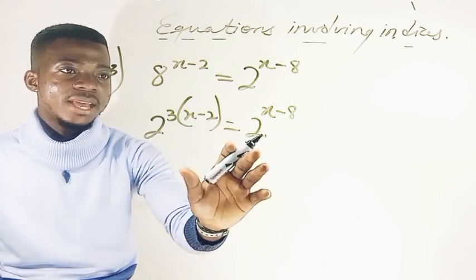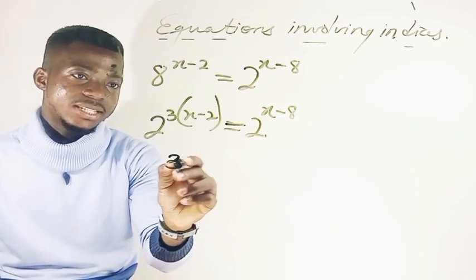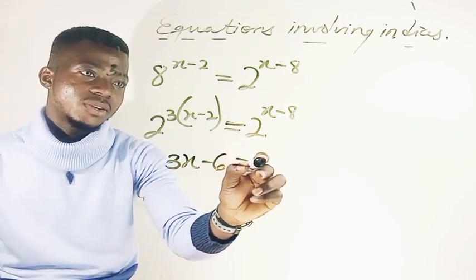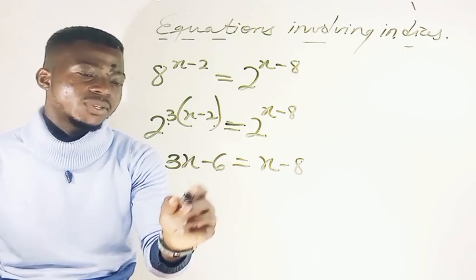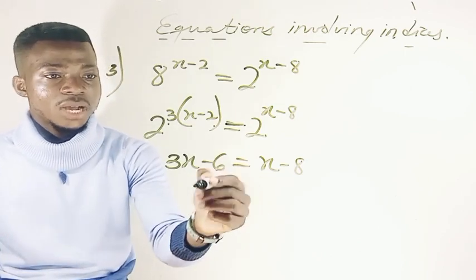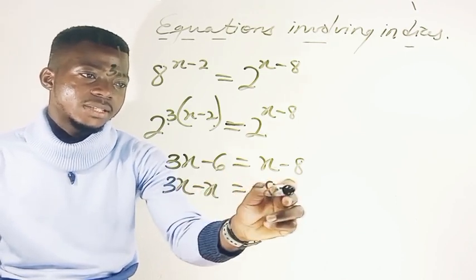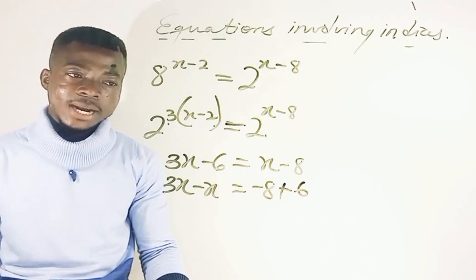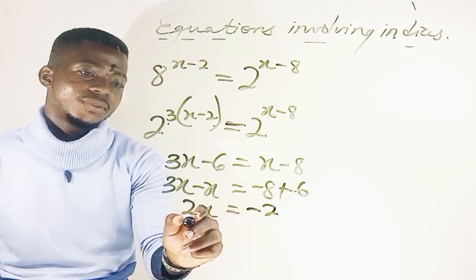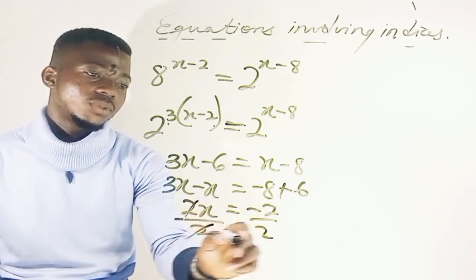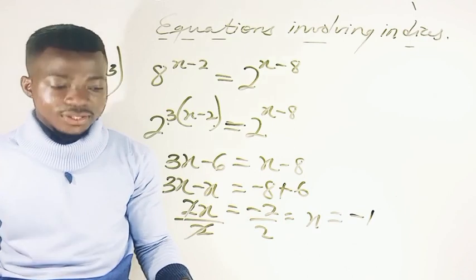Now, because they have the same base, we just have to equate the exponent. So we pick this one equals that. That is 3x minus 6 equals. I hope you know why it's that, because this one multiplies that. Now we can group like terms. This one comes here. So 3x minus x equals minus 8, and this one is plus 6. Now this is 2x equals minus 2. So 2 here, 2 here, so x is equal to negative 1.